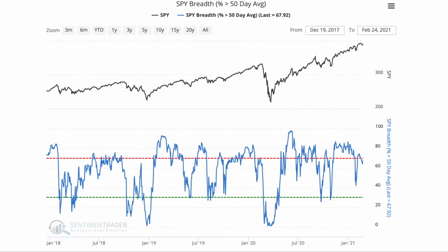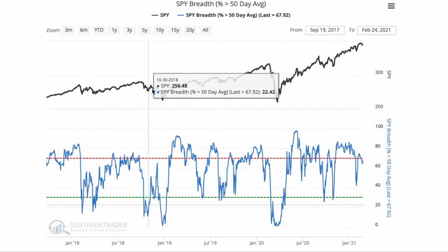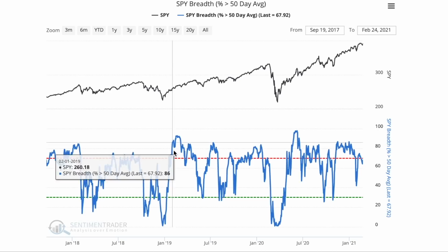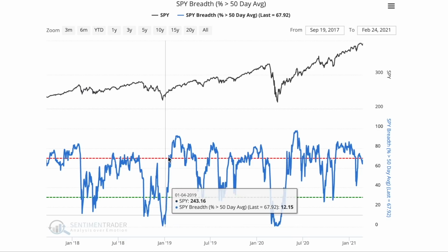Now let's zoom out a little bit. Let's take a look at other examples right here. We had the 2018 crash, that V-shaped recovery right here. And then the markets went on for a massive rally. Again, you had a nice breadth thrust right there. That was a bullish buy signal long-term right here.